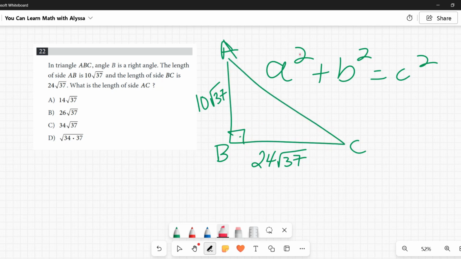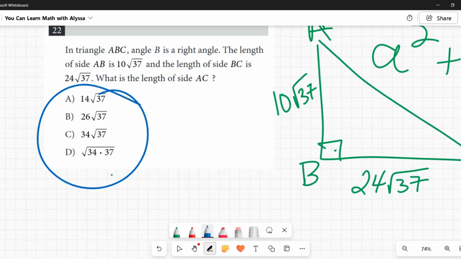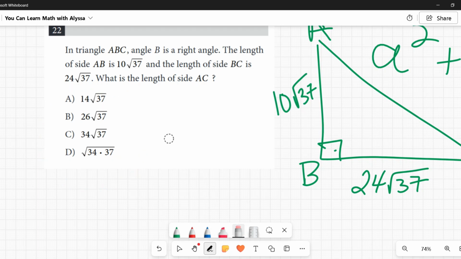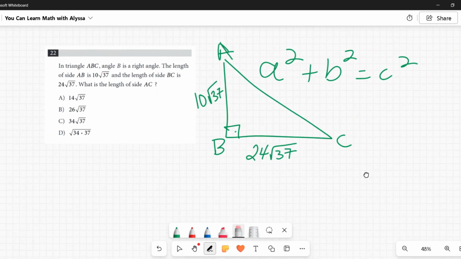But there's one other little consideration on this: look over here at our answers. All of these answers are being given in the form of a square root. 14 square root of 37, 26 square root of 37, etc. So there might be a little shortcut to be had here in a minute. We'll see. Okay, so I'm going to do it sort of the regular way, as it were, and then I'm going to show you a little shortcut that applies in this particular case.